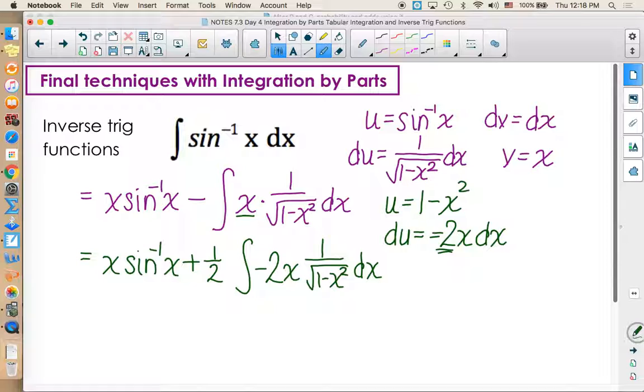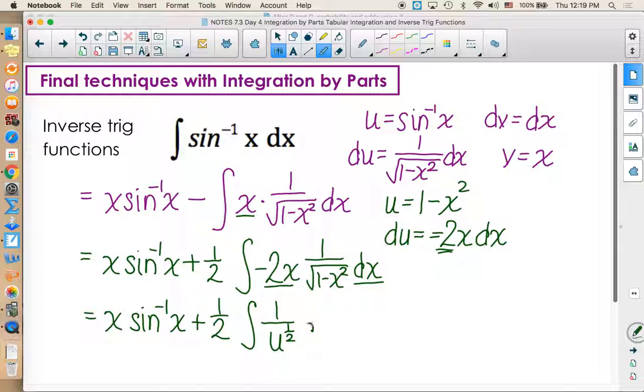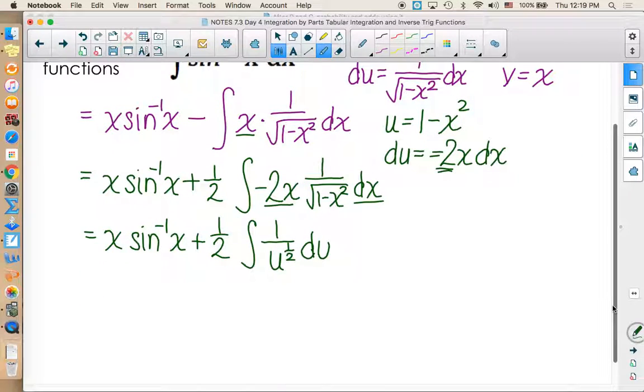And as we start to work this through now, we'll be able to get our integral value with a little u substitution. Plus half, and now I'm going to go to my u substitution. That's all going to turn into my du. So I basically have 1 over u to the 1/2 du. Or you could put u to the negative 1/2 if you'd like.